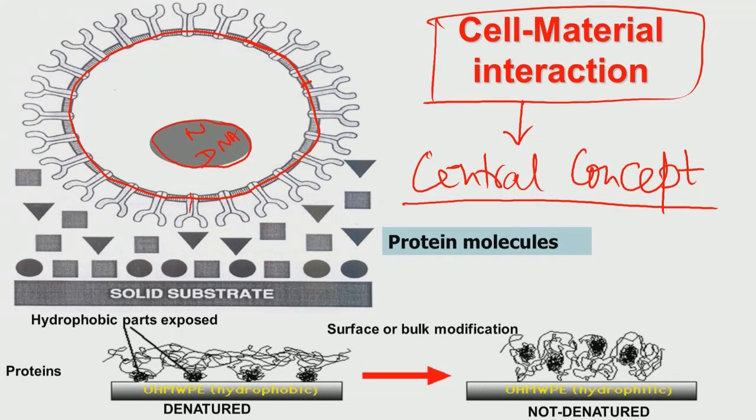I have also mentioned in the last module that the cell membrane has certain characteristics, and these characteristics include the presence of certain transmembrane proteins. Transmembrane proteins means, I repeat, proteins which extend from the cytoplasm of the cell to the extracellular space. Now these proteins, these integrins, essentially take an active part in the cell material interaction.